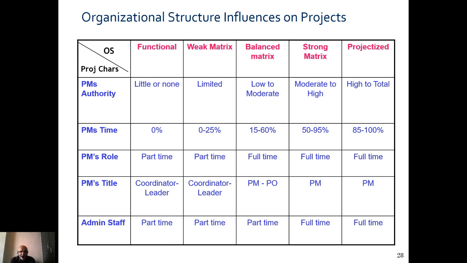PM's role in the first two cases, functional and weak matrix, is part time, but for the rest of all, it is full time. PM's title: coordinator, leader, project officer, but in the next range, it is only project manager and administration staff. Project manager as an administrative staff in the first three cases, that is functional, weak matrix and balanced, is part time, but for strong matrix and projectized, it is full time.